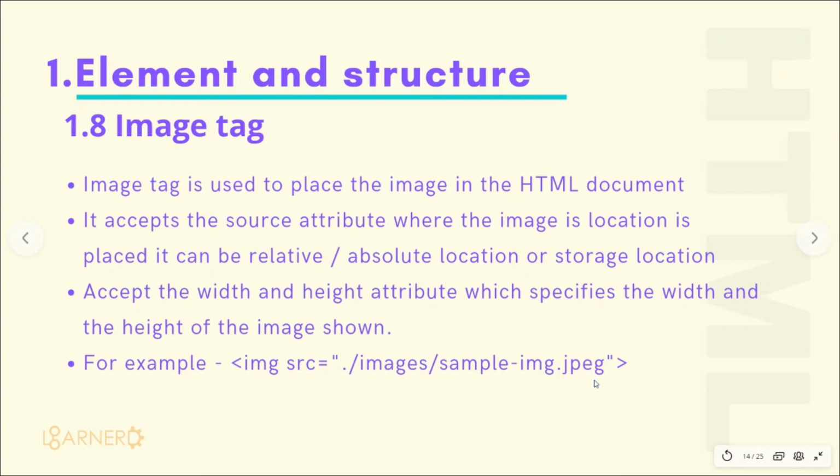One more thing I have to add about the image tag source attribute value is that it can accept different variants of images, the extension we can say. As you can see, the image type which has been used is JPEG. There are other types also, that is PNG, SVGs. So we can use different extensions.